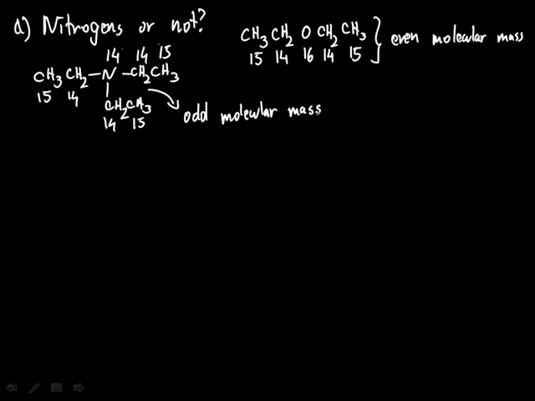Now, if we have 2 nitrogens, again, we will have even molecular mass. But if we have 1 nitrogen, we'll be able to detect this in the mass spectrum. So that's an interesting and important piece of information that sometimes would be difficult to get through other methods. Another piece of information that we can get is whether we have bromines, chlorines, or not in our molecule.